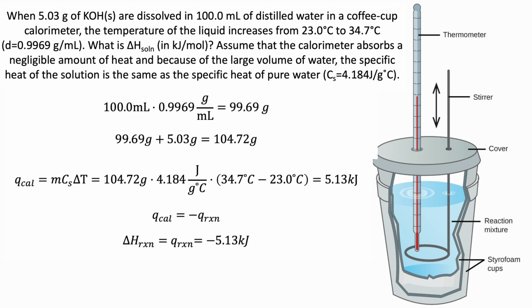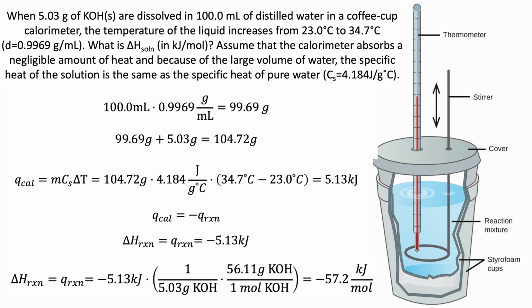However, we need to determine the enthalpy of the solution, which is equal to the negative of the heat of the calorimeter and is equal to negative 5.13 kilojoules and is an exothermic reaction. Next, the problem asks for our units to be in kilojoules per mole of KOH. This is done by calculating the moles of KOH and dividing it by the enthalpy, which is equal to negative 57.2 kilojoules per mole.